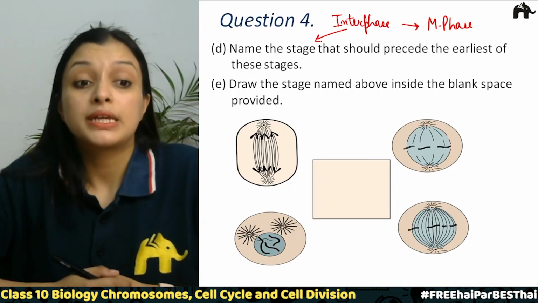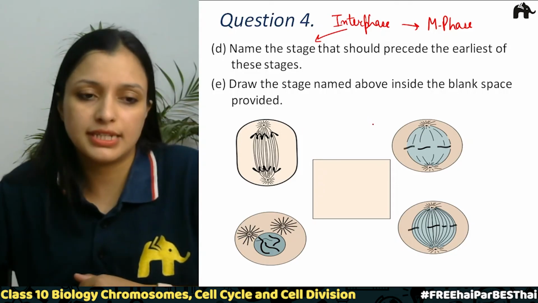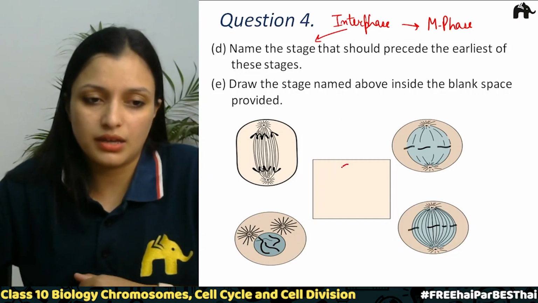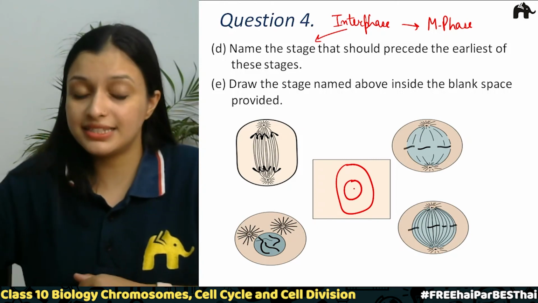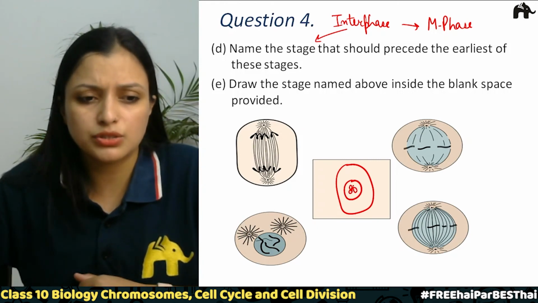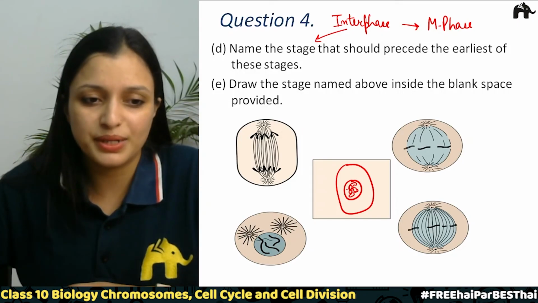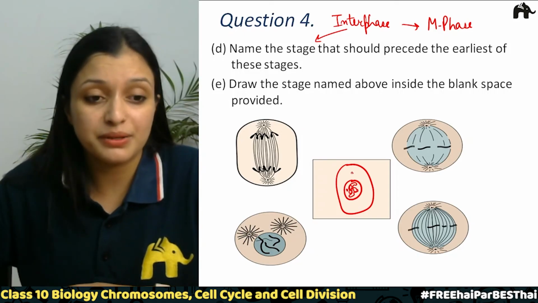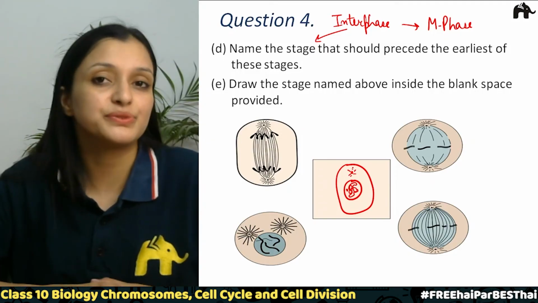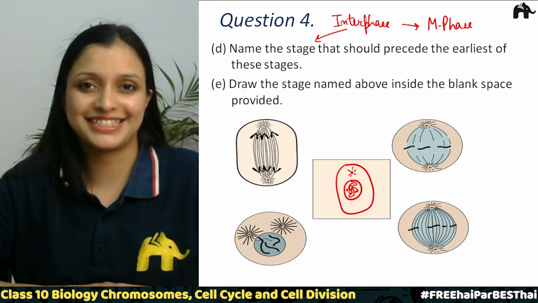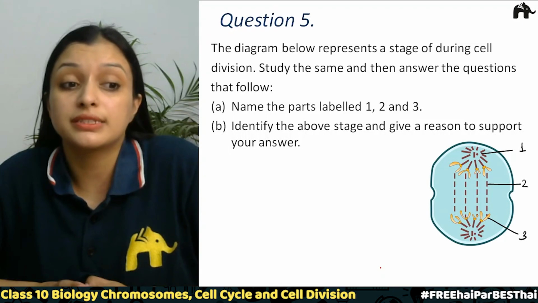Then draw the stage named above inside the blank space provided. So we have to draw the stage, right? So it will be something like this, and there will be a nucleus at the center, and the chromatin material will be this jumbled up chromatin material, and there will be a nucleolus, and there will be centrosome. Correct? So this is the diagram that we were looking for, right? Interphase.